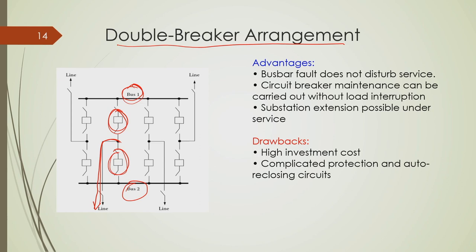Okay. Now, the advantage here is that if there is any fault in this bus bar or any fault in that particular circuit breaker, then during that time this particular feeder will definitely get power from bus 2 through these particular breakers. Okay. So, there is no problem at all. Breaker maintenance is not a problem, bus bar fault is not a problem for this particular arrangement. And substation extension is also possible by keeping one bus uncharged. You can go for extension of that particular bus connected to new feeders.